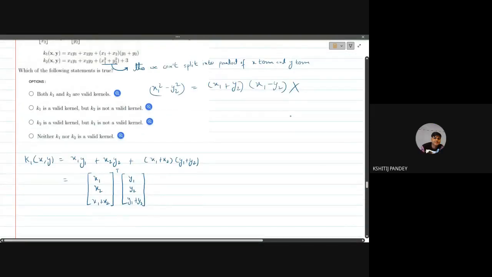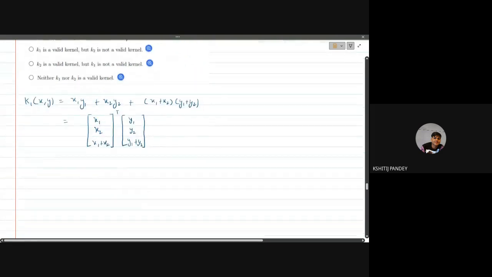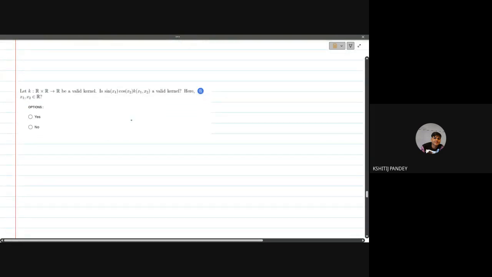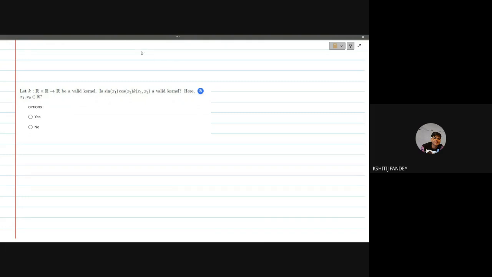Okay, let's move to the next question. Here also we have to check if the kernel function is valid or not. We are given that this entire thing is a kernel function, this part is a valid kernel function, and this portion is a valid kernel function. We have to check whether this entire function is a valid kernel function or not. So how will you approach this? That's the question.